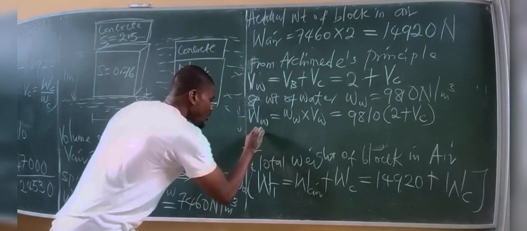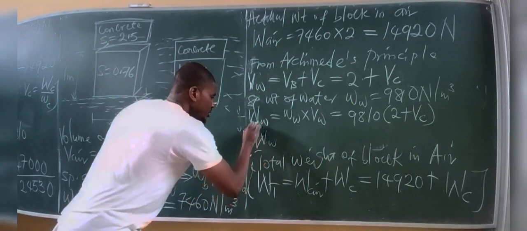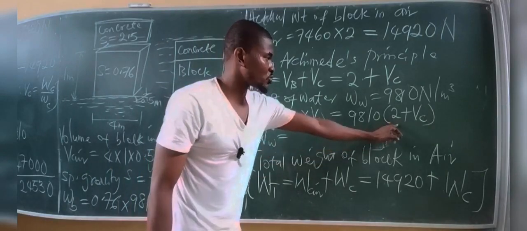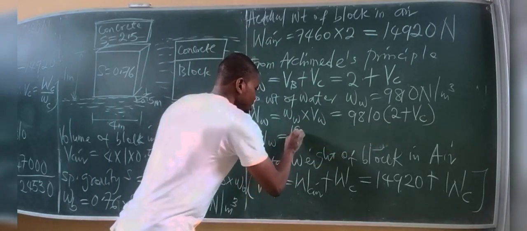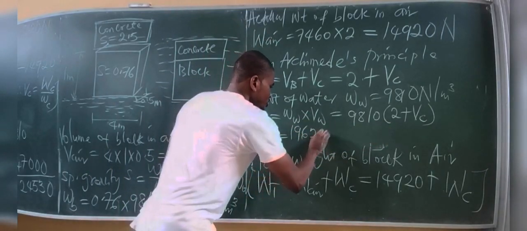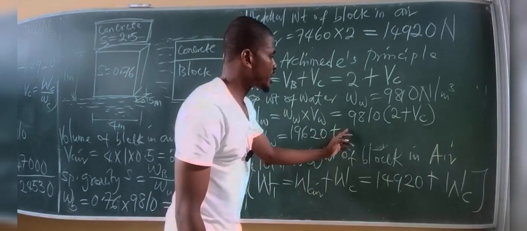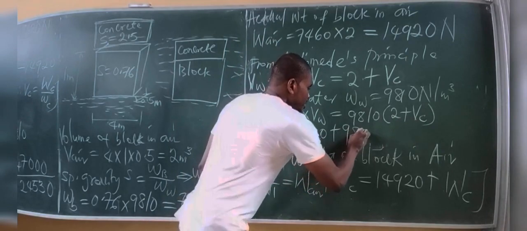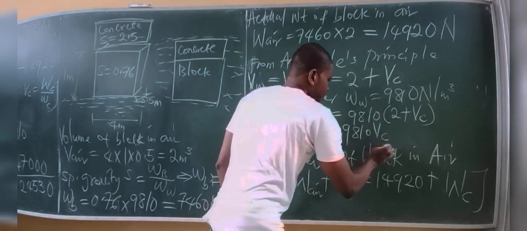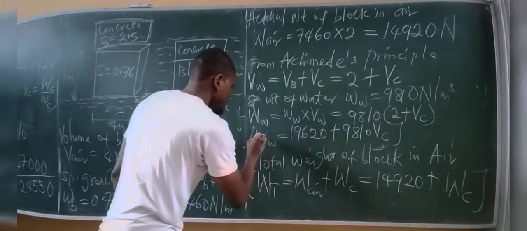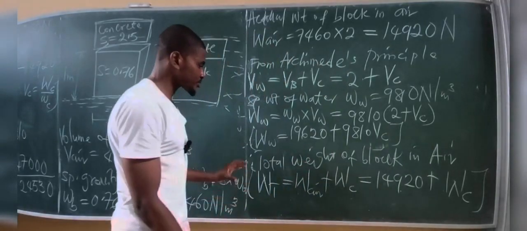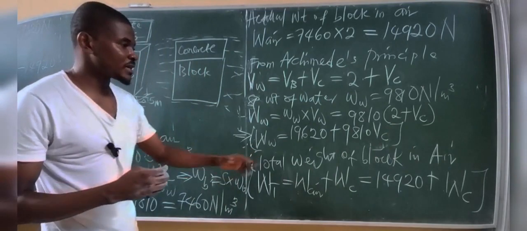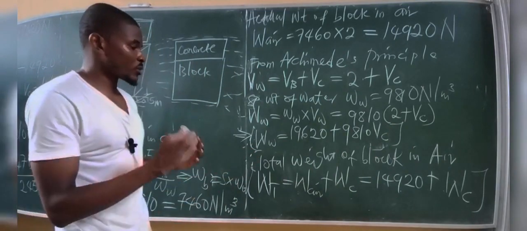Therefore, the total weight of water is now equal to 9810 multiplied by 2, which gives us 19620, plus 9810 multiplied by VC, which gives us 9810 VC. So we simply keep this aside. This becomes the total weight of water displaced by that object. Keep this equation aside.